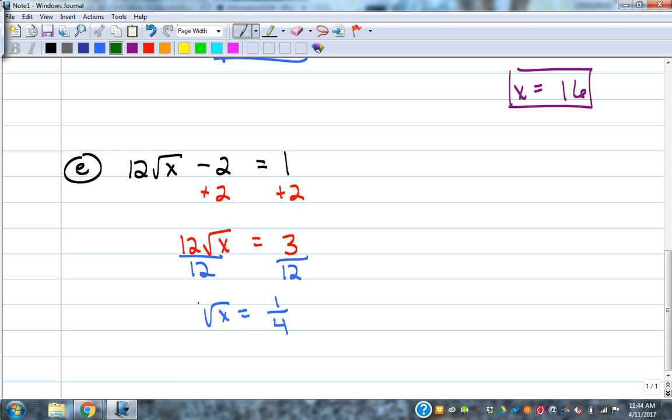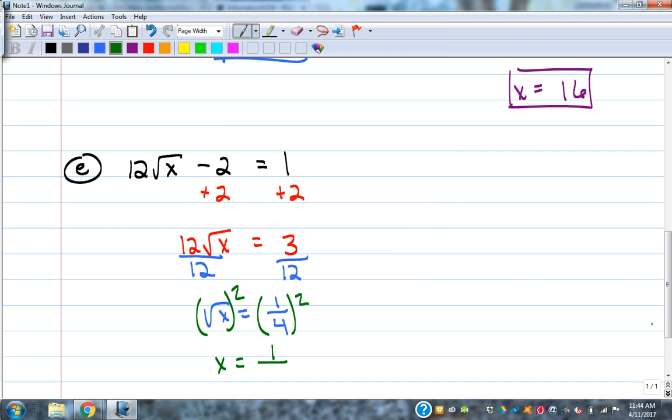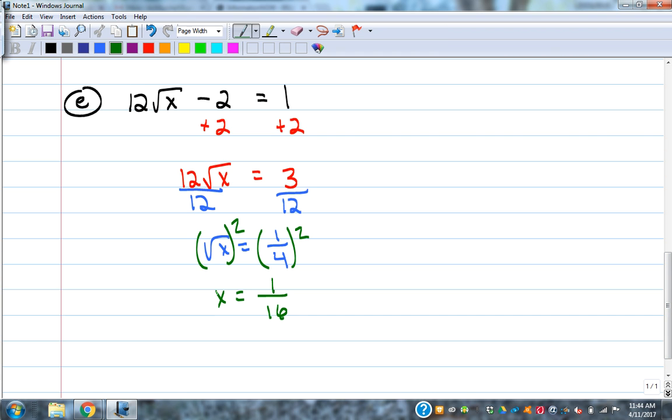And then we do what? Square both sides. So now that's 1/4 times 1/4. 1 times 1 is 1. 4 times 4 is 16. So it's 1 over 16. All you got to do is square the top and square the bottom. It's always been that easy.